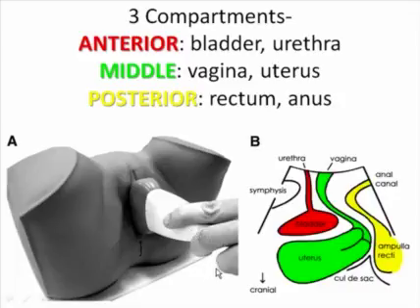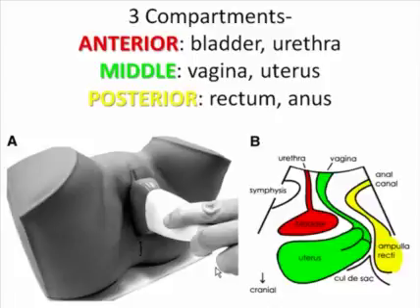So, to emphasize this anatomy, people have basically separated anterior, middle, and posterior compartments. The anterior compartment's the bladder, the urethra, the middle is the vagina and uterus, and the posterior is the rectum and anus. Now, this is a very simplistic approach, I might add.